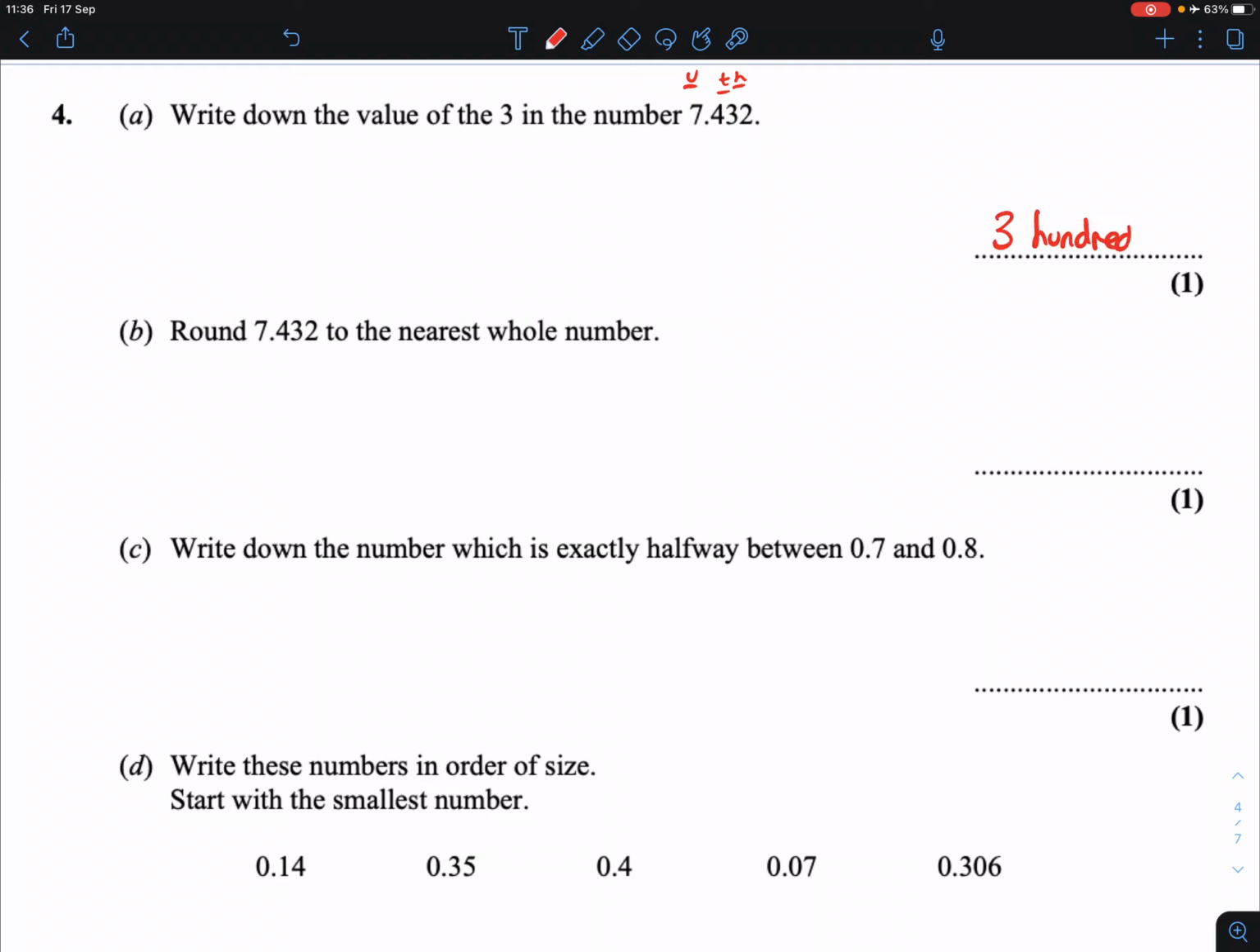Now there's different ways that you can write this. 3 hundredths is written like that in terms of words. You can also write it as 3 over 100. You could also write it as 0.03. That is what this represents.